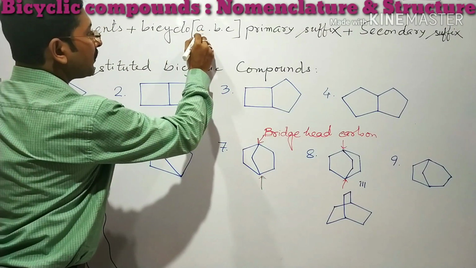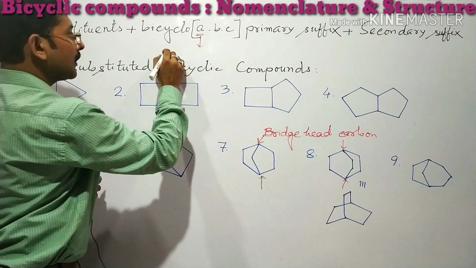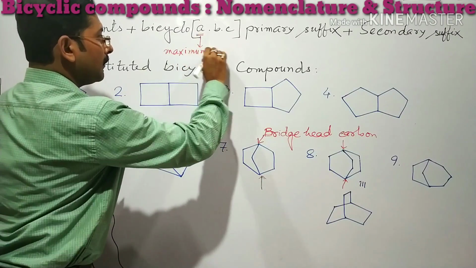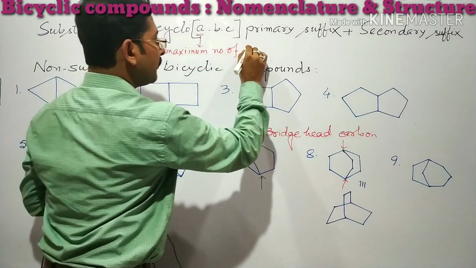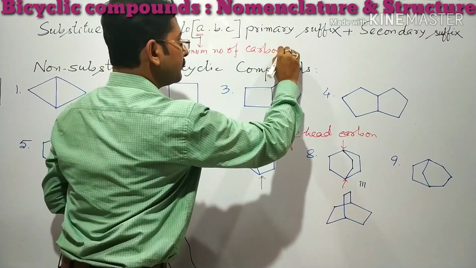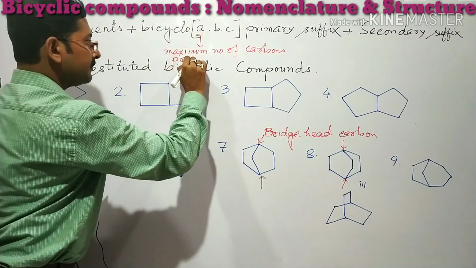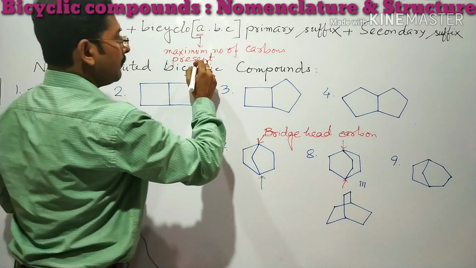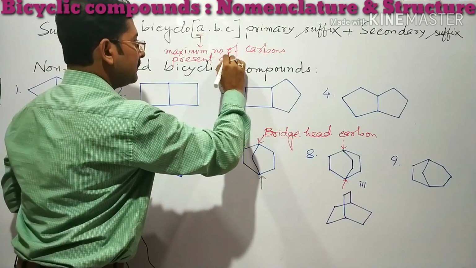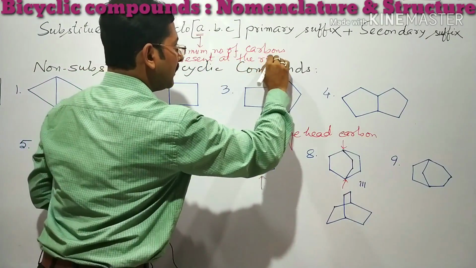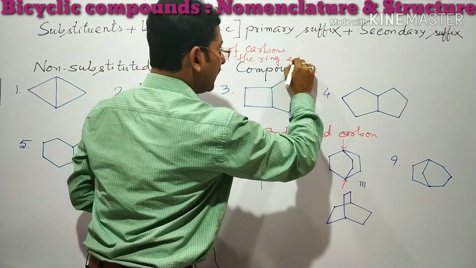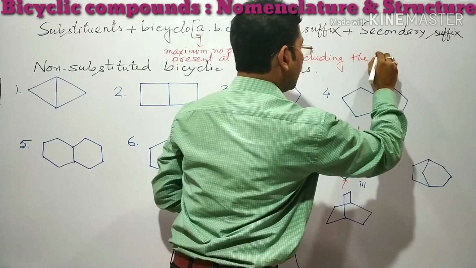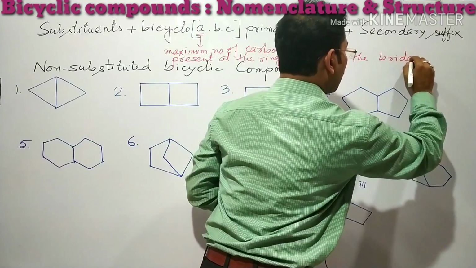Now what is A? It is the maximum number of carbons present at the ring, definitely excluding the bridgehead carbons. Excluding the bridgehead carbons.